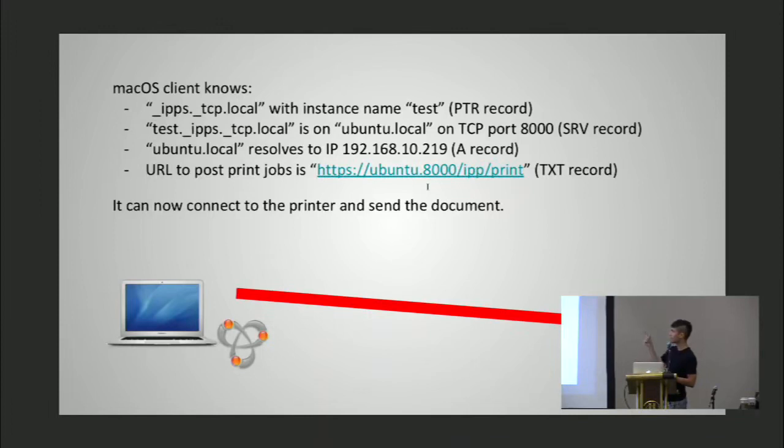They know the instance name from the pointer record. They know the exact host name and the TCP port from the service record. They know that the host name resolves to this particular IP address on the network using the A record. And they know the exact URL to post the print jobs through the text record.